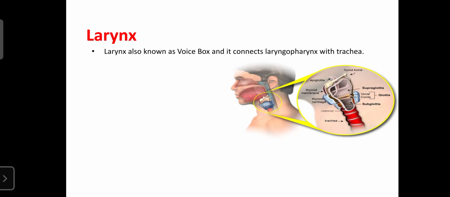The larynx is also known as the voice box. It connects the laryngopharynx with the trachea. Its position is in the neck, between the C4 to C6 cervical vertebrae. Exactly, the location of the larynx is between the C4 to C6 cervical vertebrae.